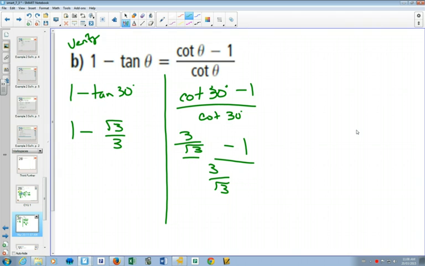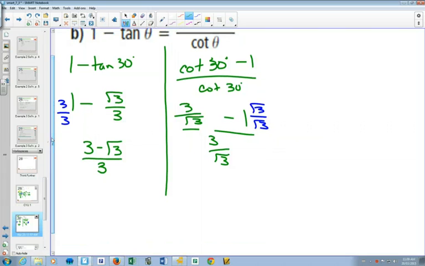So on this side, to get this to a single fraction, I would need a common denominator, so 3 over 3, and then I would have 3 minus root 3 all over 3. And I have a single fraction that's simplified. On this other side, I have a fraction on the top and a fraction on the bottom. So I'm going to multiply my 1 by root 3 over root 3. My goal is to get one fraction on the top, one fraction on the bottom, because if I have a fraction divided by a fraction, I can multiply by the reciprocal, and then I'll have my simplified answer.